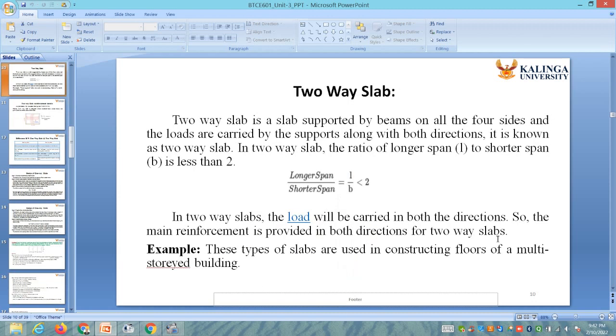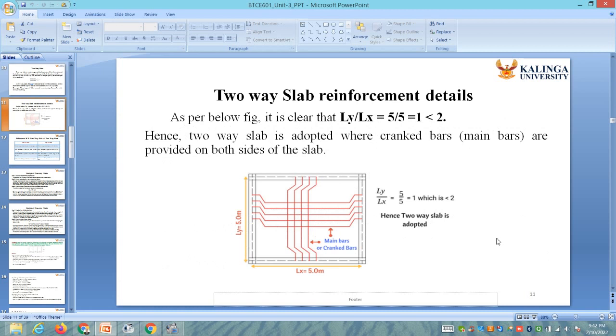If we talk about two-way slabs, the ratio is same, longer span to shorter span. If your ratio is less than 2, you have to design two-way slabs. Generally, these two-way slabs are to be designed when construction of multi-storied buildings takes place. So see this, here 5 by 5, both the spans are same.